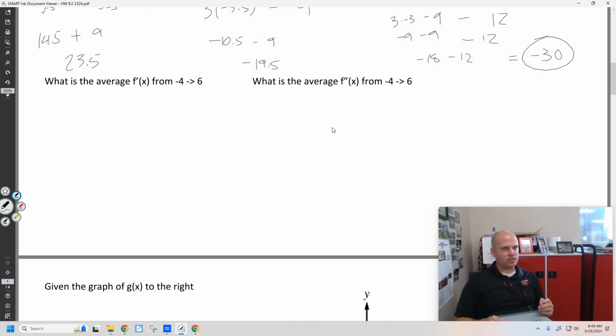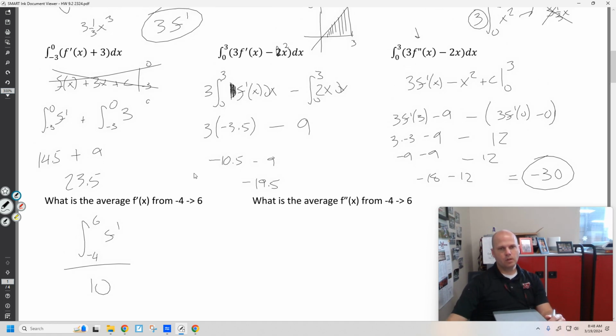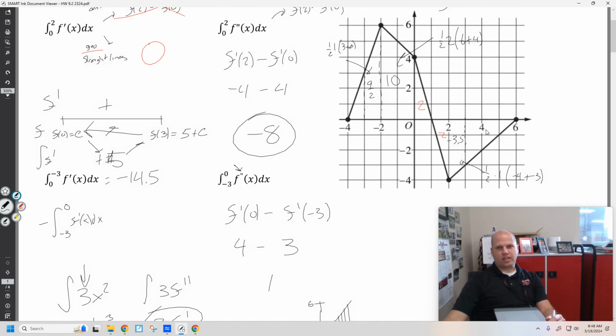How do you find the average of something? Well, you can accumulate that something and then divide it by the interval over which you're accumulating. This is how we find averages. The average rate of change of f is the average f prime, because the rate of change of f is f prime. But boom. -4 to 6, huh? Great.